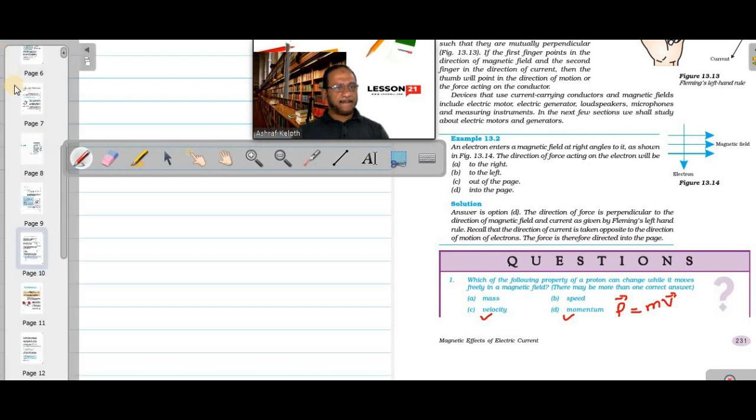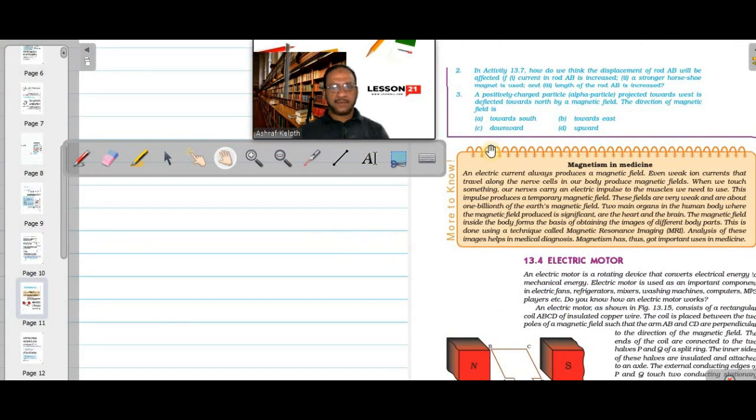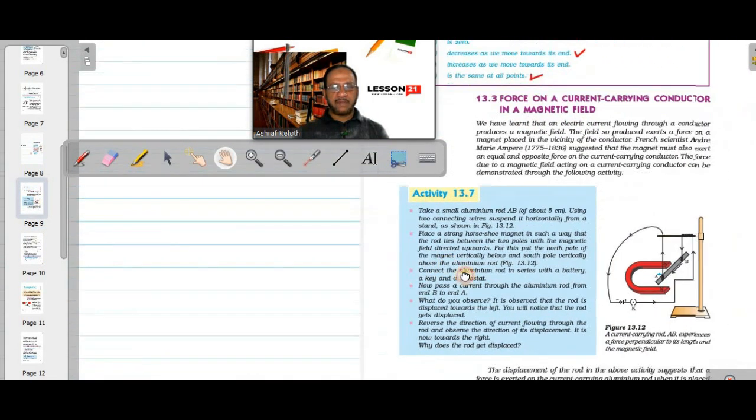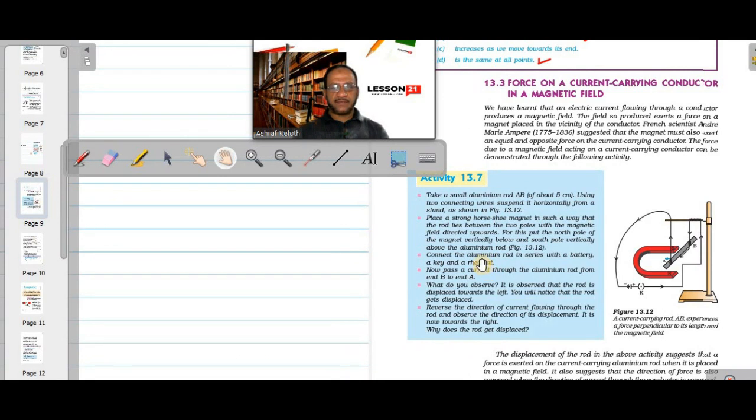Now next question. Read question number 2. In activity 13.7, how do we think the displacement of rod AB will be affected if 1. the current in rod AB is increased, 2. a stronger horseshoe magnet is used, and 3. the length of the rod AB is increased. Do you remember that activity? This is the activity of the U-shaped magnet. The question is how the displacement of the rod AB will change.